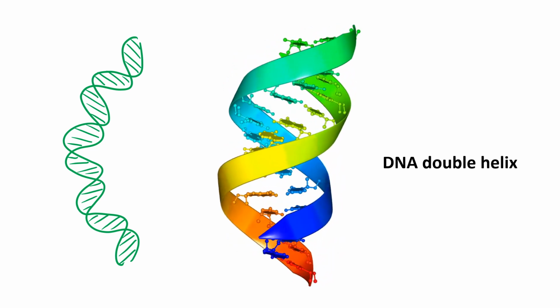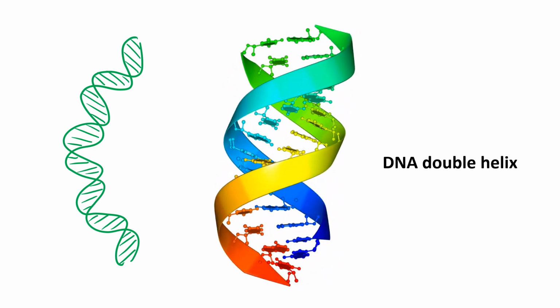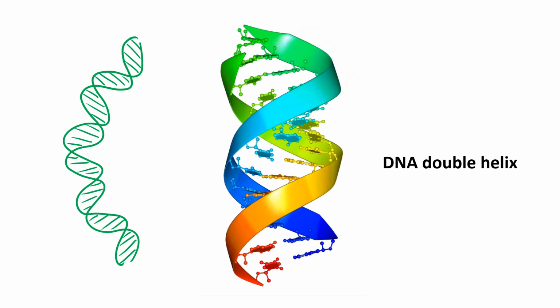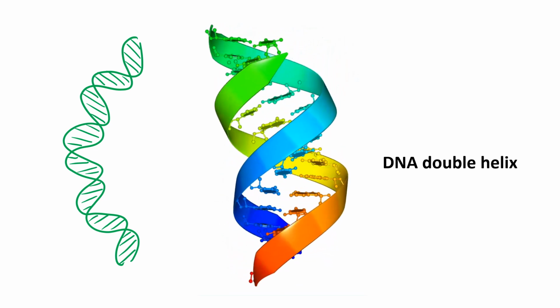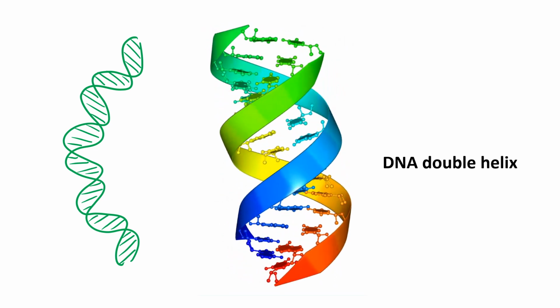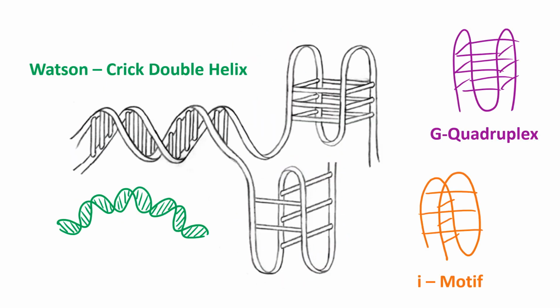The most popular DNA shape, discovered in 1953, is the double helix, also known as Watson and Crick double helix, and it looks a bit like a twisted ladder. In our group, we're interested in special DNA shapes called i-motifs and G-quadruplexes. I-motifs are formed mostly by the C base and G-quadruplexes by the G base.